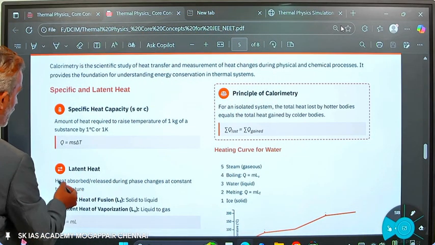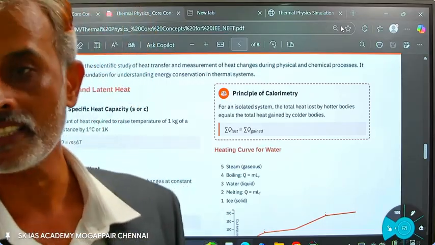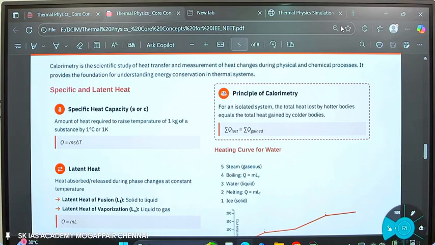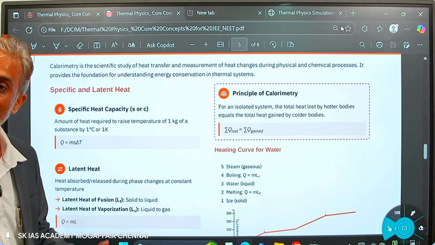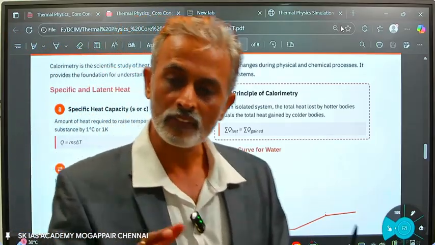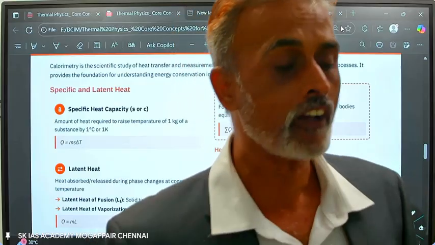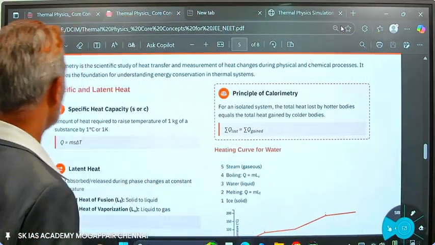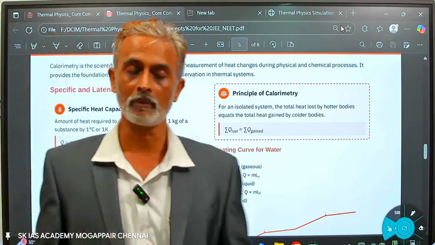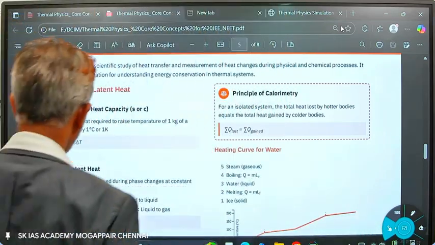We can say how much heat is going to be absorbed during the phase change. So we can say that is the latent heat. What is the latent heat? During the phase change, how much heat is absorbed or released, we call that the latent heat. So there are two types of latent heat. The first one is the latent heat of fusion. The second one is the latent heat of vaporization.